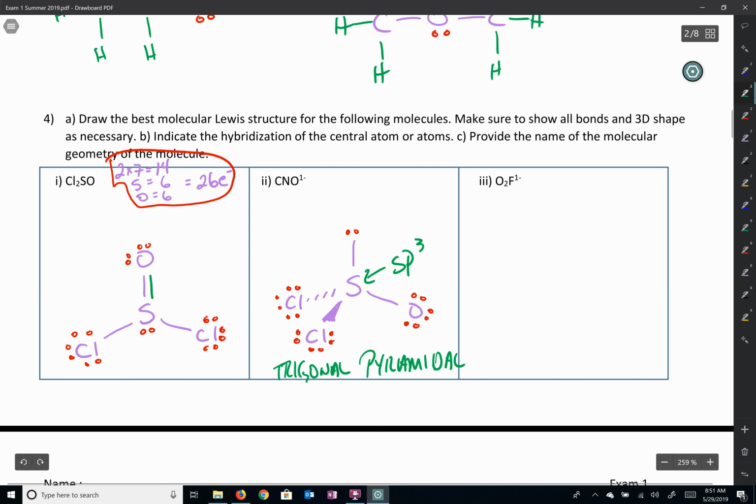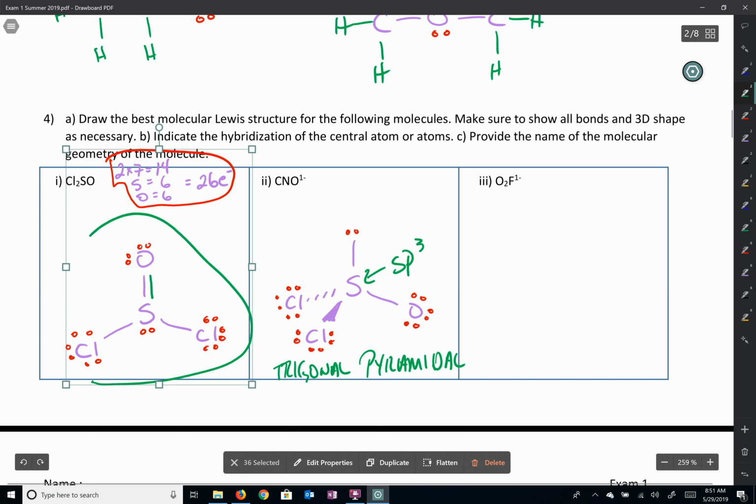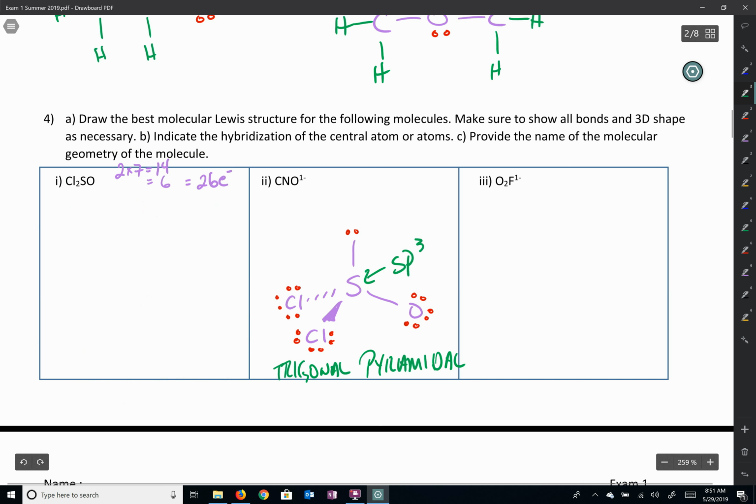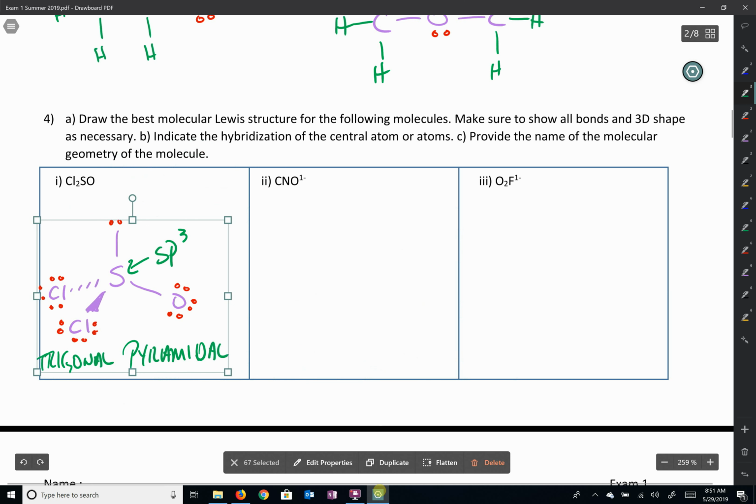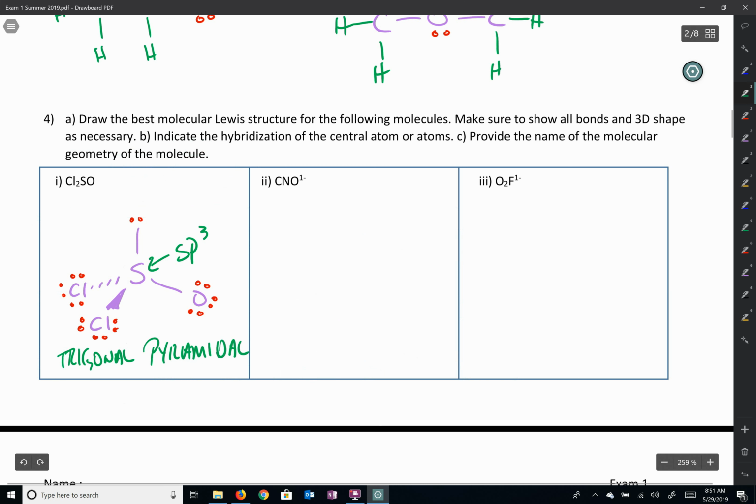Okay, so let me clean this up. That's not what I wanted to do. All right. Delete. Delete. Cool. All right, so let's do the same thing for the next molecule here, CNO minus. We put the least electronegative in the middle, carbon, right? Connect everything together. Here's my oxygen, there's my nitrogen.